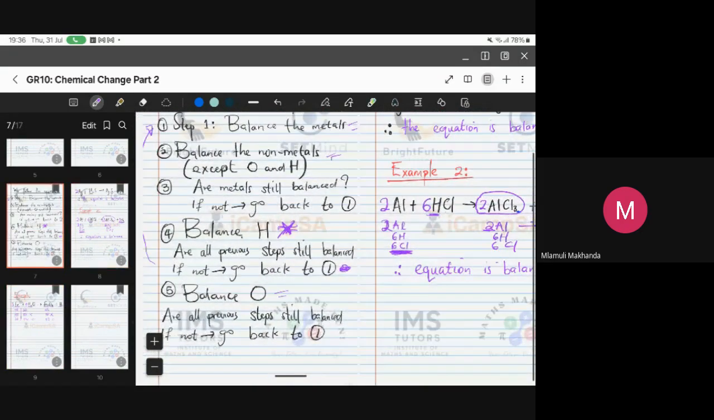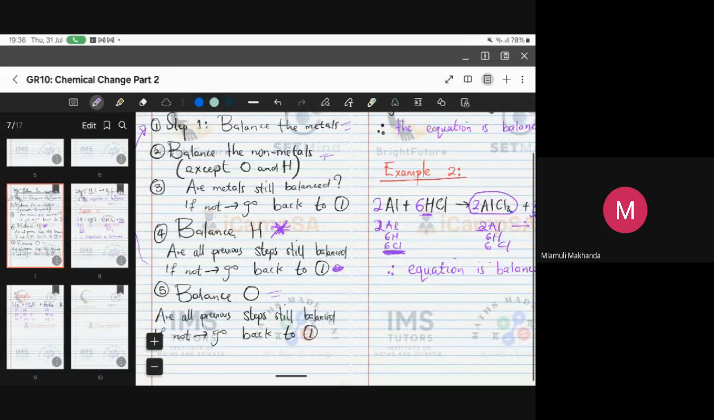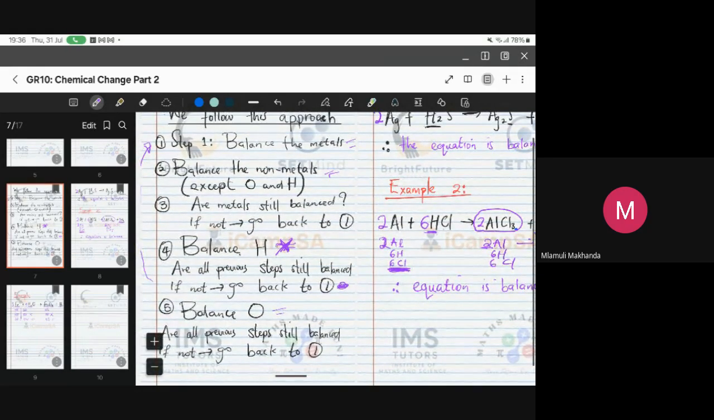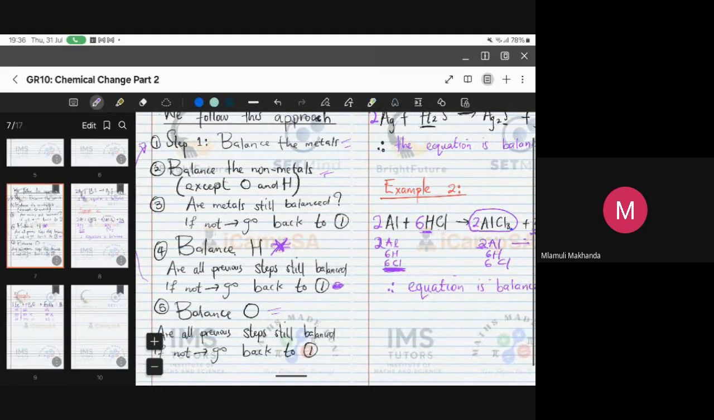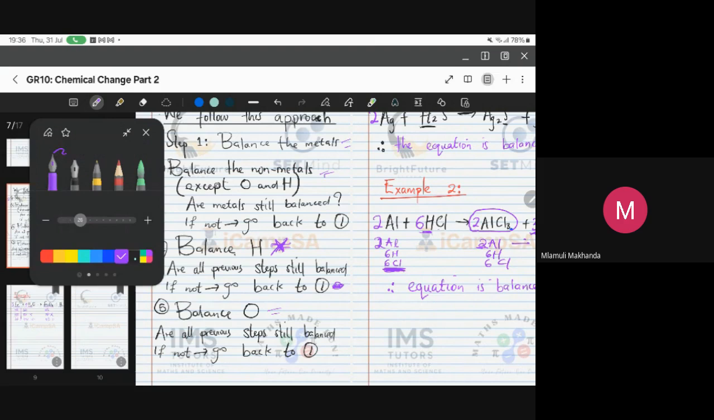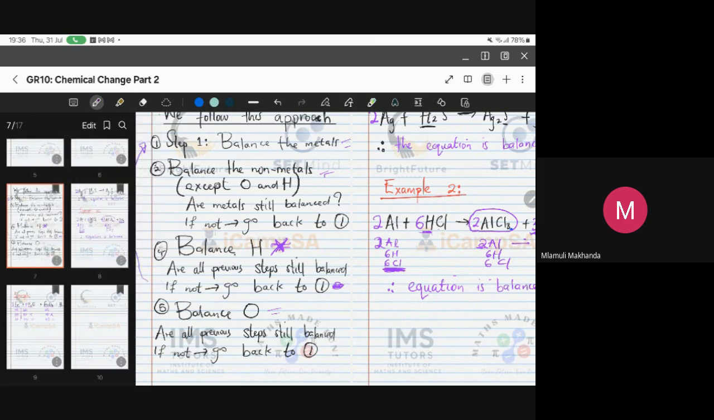We go back to step 2. We don't have anything except O and H. We go back to step. Okay, my steps were messed up here. I don't know what I did. Let me do this. This should be 3. This should be 4.